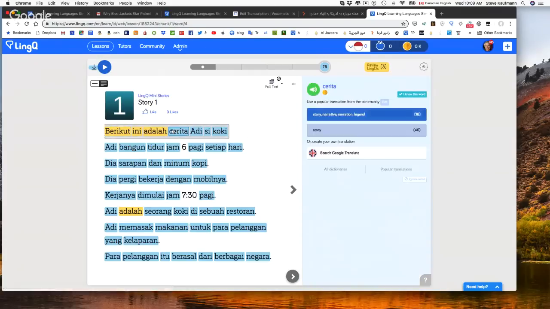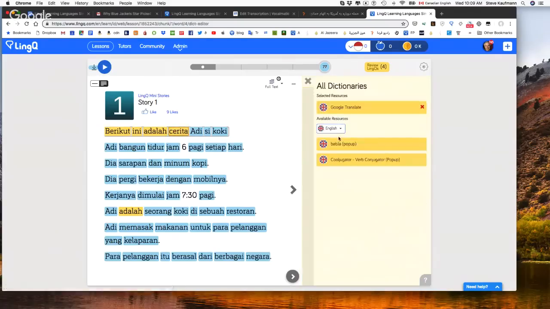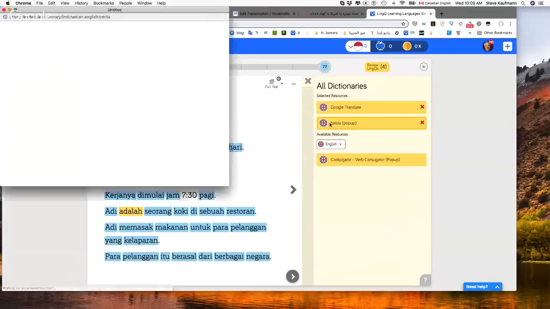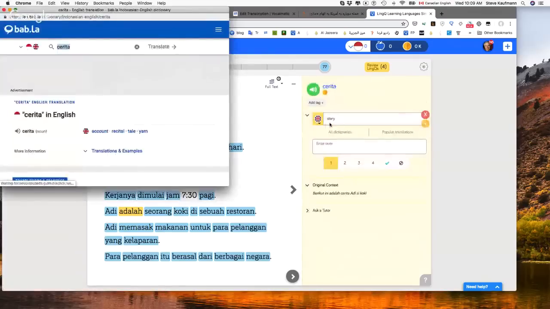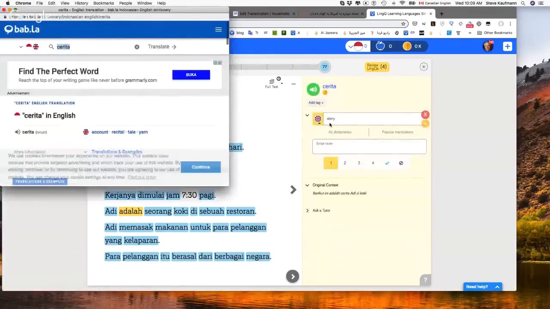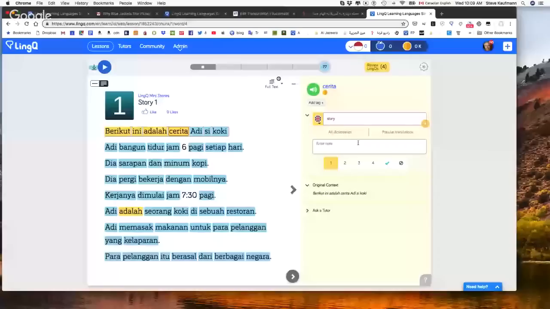Let's take this. Cerita. Story. All right. I think story looks like a very likely cerita. Dictionaries. Babla. Let's see what Babla says. Cerita. Cerita in English, account, recital, tale, yarn, story. That looks pretty good. So I've added the Babla dictionary. Now, in many languages, we would have more dictionaries to choose from. That's okay. Very good.